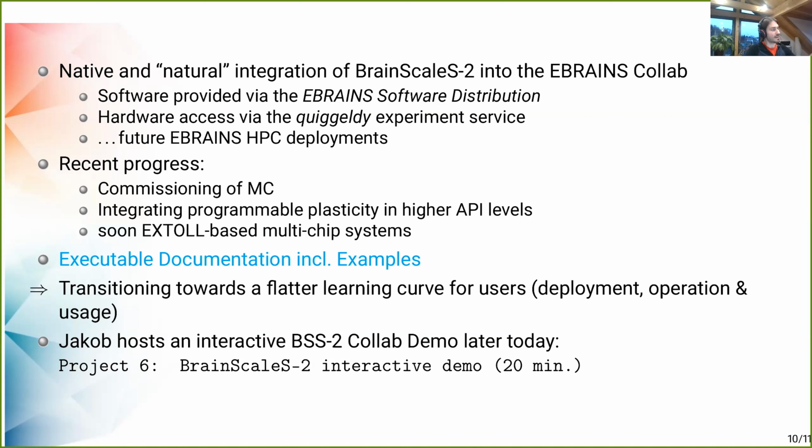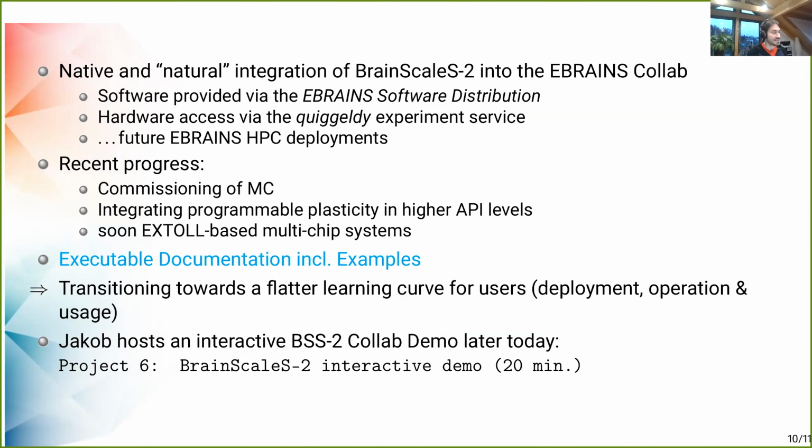Recent progress, software-wise and hardware commissioning-wise, are multi-compartment and this programmable plasticity in Pine. We also work on these XTOL-based multi-chip systems. We also have quite some progress in our executable documentation, including examples. We now try to provide examples for all different kinds of use cases that were developed in the past, and the idea is to really get to a flatter learning curve for our hardware users.